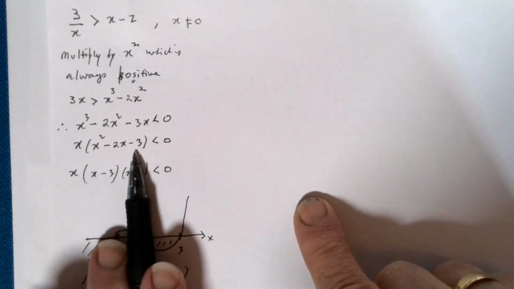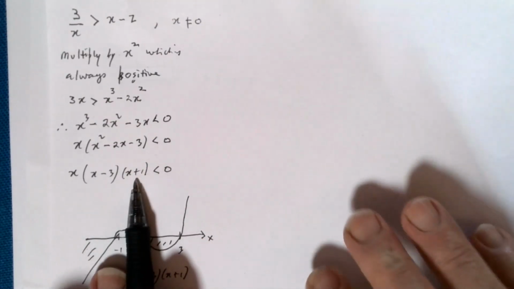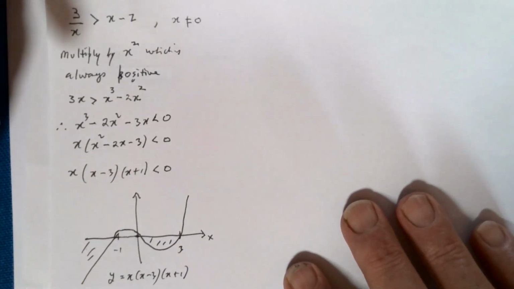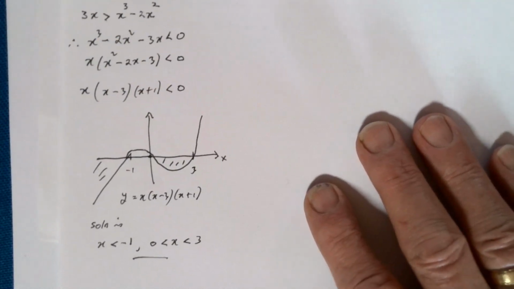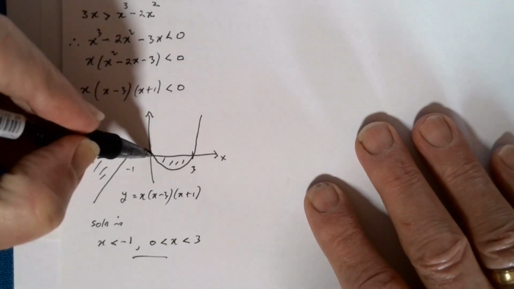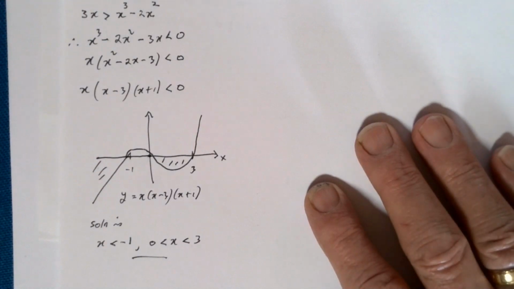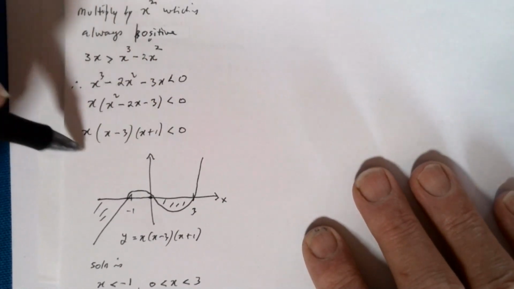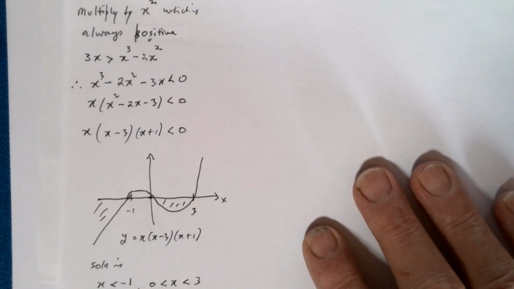And then I've got a quadratic here, so I can factor the quadratic, and it factors like this. Now this is a cubic, and so again I'm going to draw the graph of y equals this cubic. So I draw the graph of this, and it's going to go through 0, it's going to go through minus 1, and it's going to go through 3. Now, this inequality is saying where are the y values negative? Where does it go negative? Where are the y values less than 0?